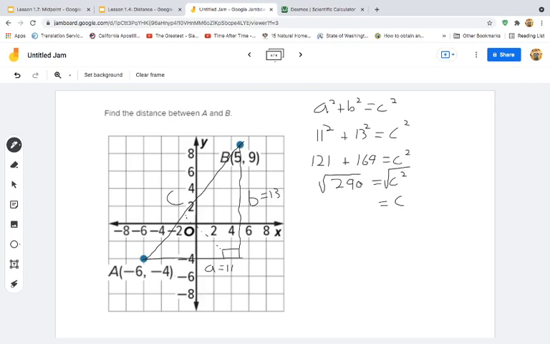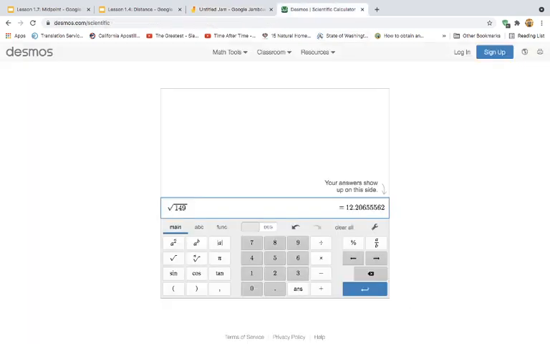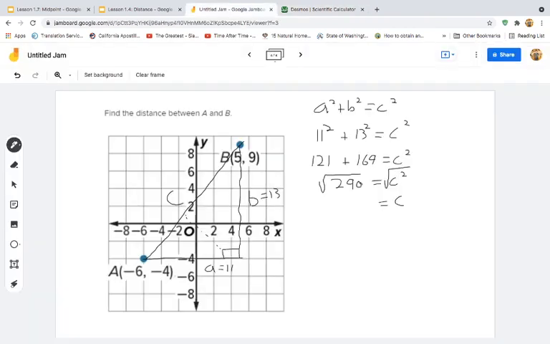And so when we have the square root of 290, let's go back to our calculator and figure out what that is. We'll clear, do the square root of 290, and that is going to be 17.03. So we'll write 17.03 here. We'll try to keep it to 2 decimal places. Okay, and that's it. So the distance between A and B is going to be 17.03 units long.